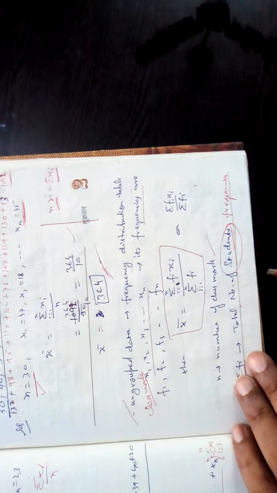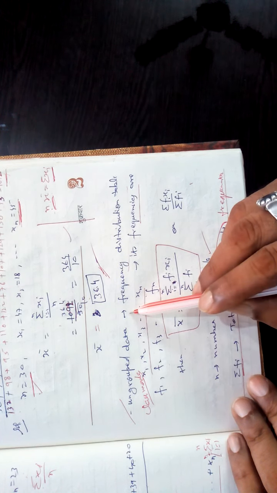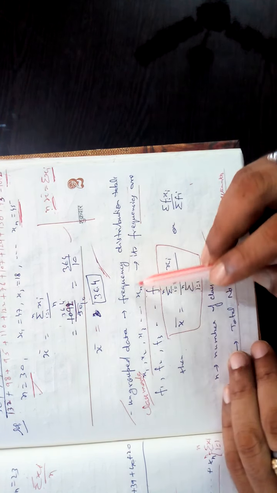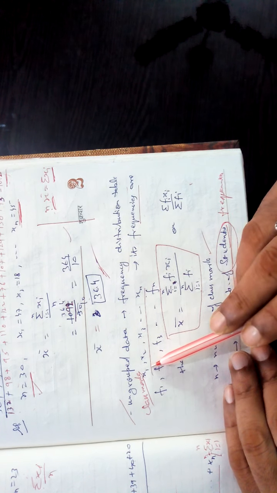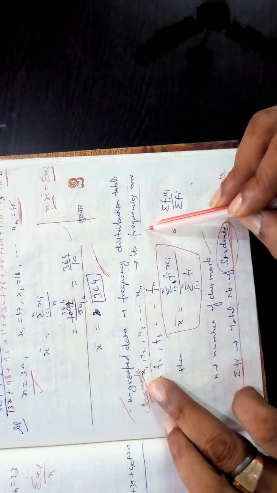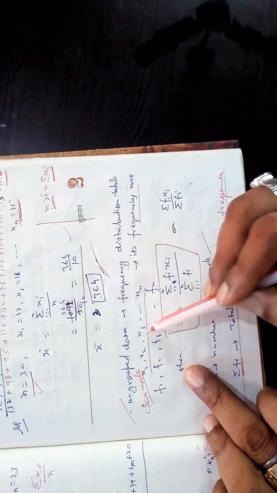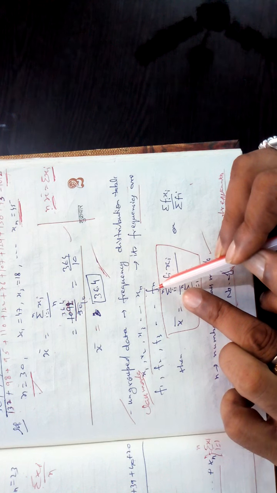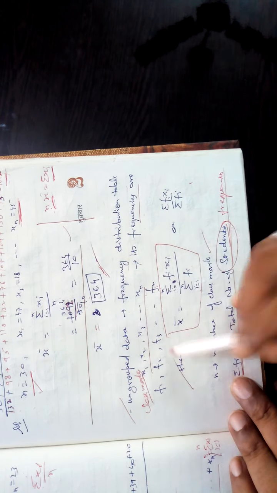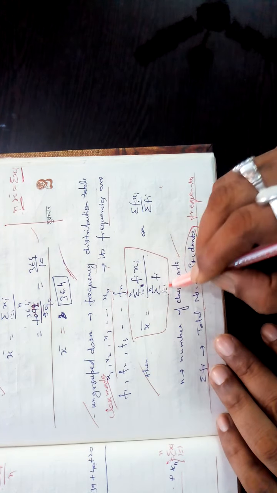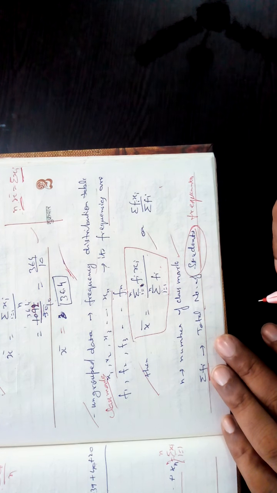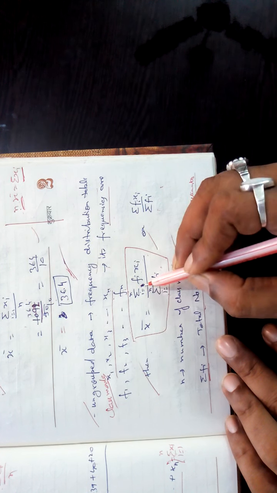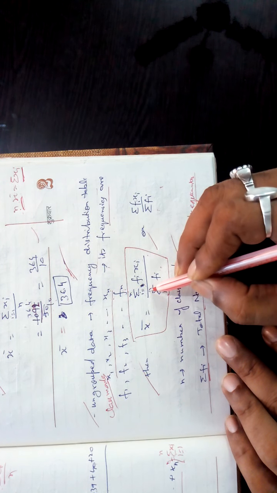Now, ungrouped data means a frequency distribution table is given in which the class marks are given and the frequency is given. x1, x2, x3, xn are the class marks, f1, f2, f3, fn are the frequencies. Then the formula is sigma fi xi upon sigma fi. It is the second formula of the mean, with i equal to 1 up to n.